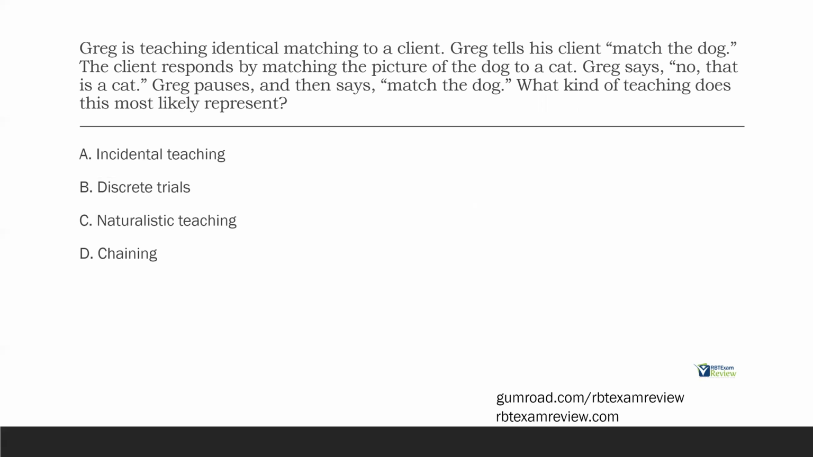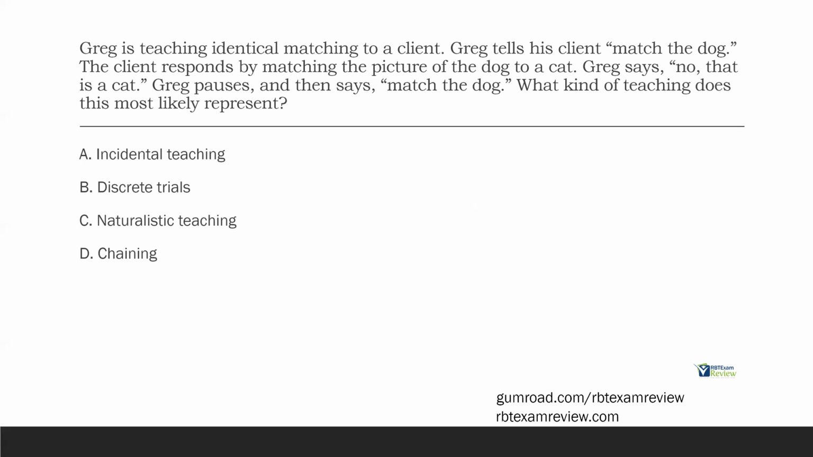Okay, so what do we have? We have a goal, we have an SD, match the dog. We have a response, client matching dog to cat. We have a consequence, no, that is a cat. We have a pause, and then we have another SD. Pretty clearly, what are we doing here? We're engaging in trials, discrete trials. Remember, discrete trials just means there's a clear beginning and a clear end. You can do it rapidly, it's contrived. This is pretty clearly discrete trial teaching.